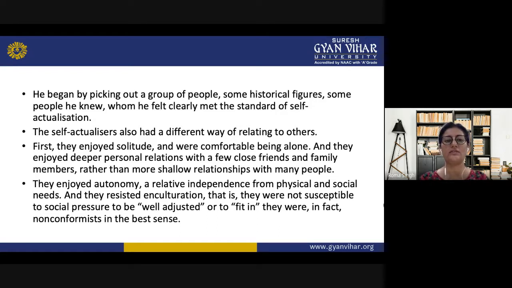And they enjoyed deeper personal relationships with a few close friends. There must be friends, but it does not mean that you have to have lots and lots of friends. A few close friends are also enough for your safety needs. And family members, rather than more shallow relationships with many people.